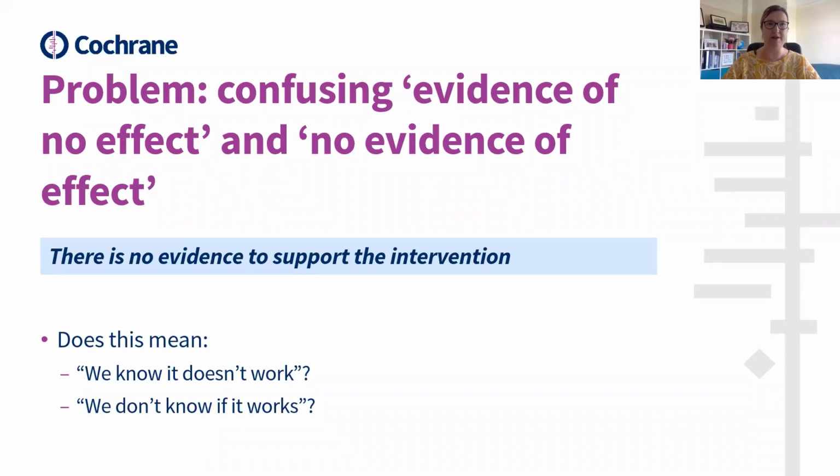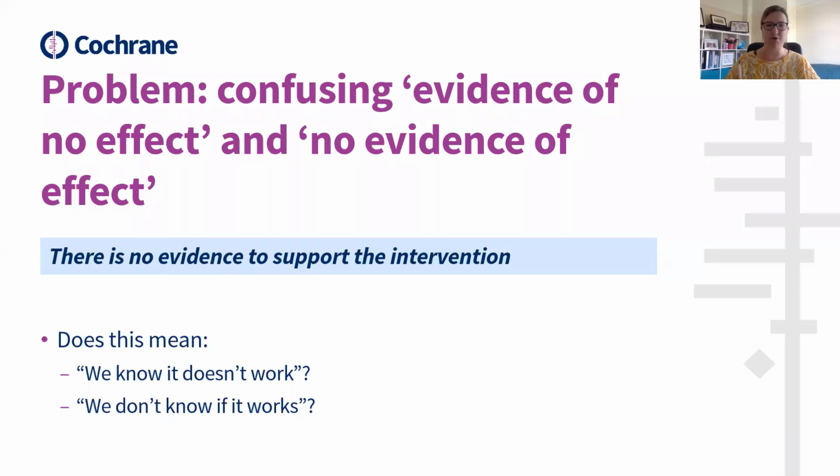And another problem, which again is very common and which some people, including myself, do struggle to get our head around sometimes, is confusing evidence of no effect and no evidence of an effect. Now, this is a tricky one to get. A very common sentence we'll see is, there is no evidence to support the intervention. But what does that actually mean? Are the people who wrote this saying, we know that it definitely doesn't work? Or are they saying, we actually don't know whether or not it works?